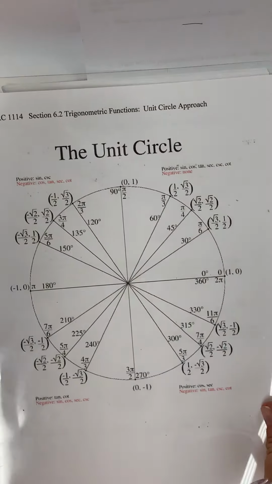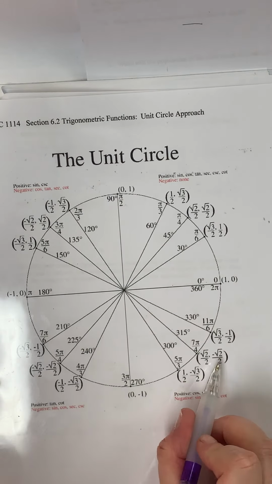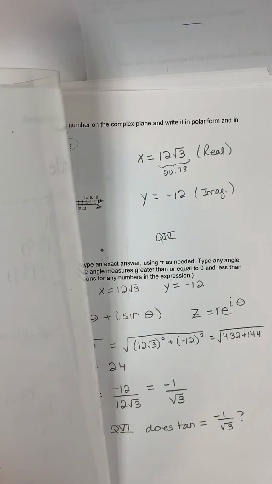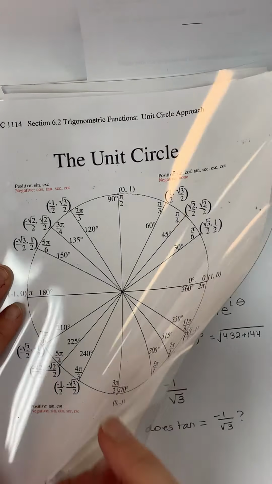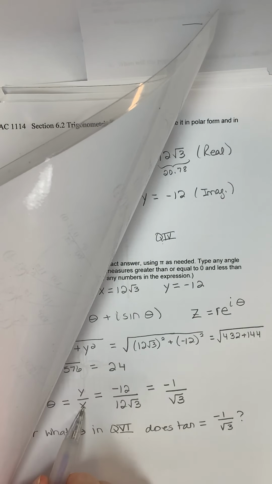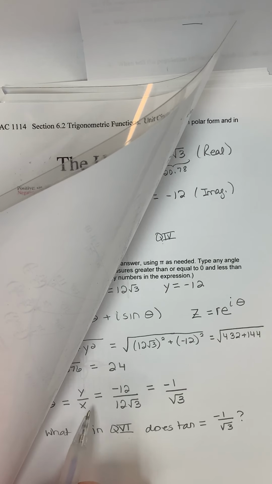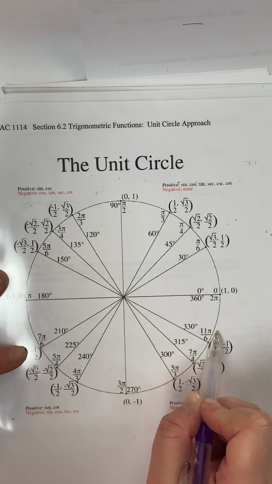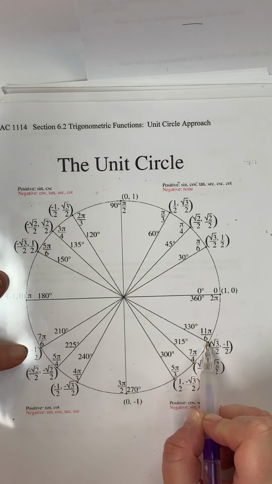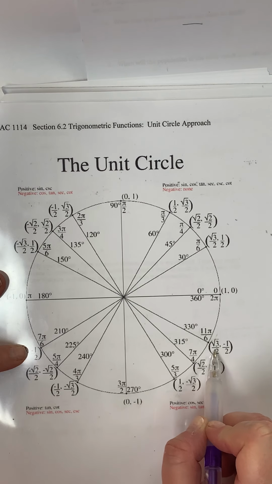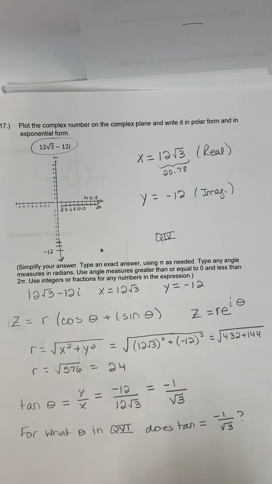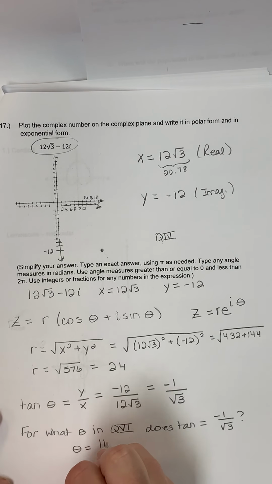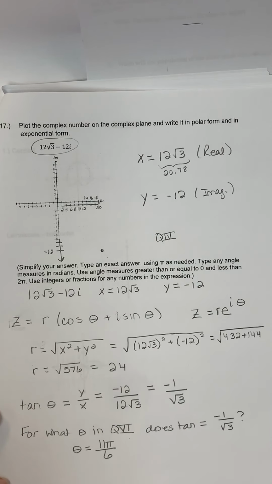Okay, here's quad 4. We know it's not this one. Tan would be negative 1. We're looking for a root of 3 in the bottom. So if tangent is y over x, we want our x to have the root of 3. That would put it in the bottom. And here we go. 11 pi over 6, because we want radian measure, would give us y over x, which would give us what we want. So theta equals 11 pi over 6.